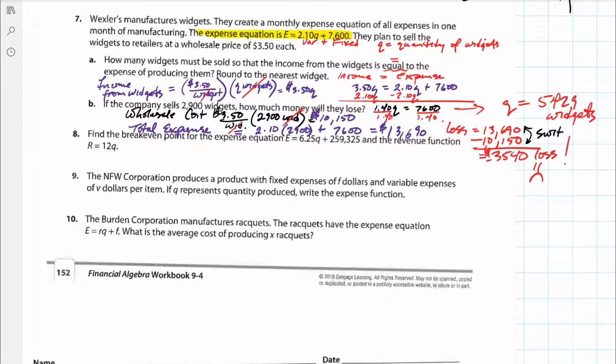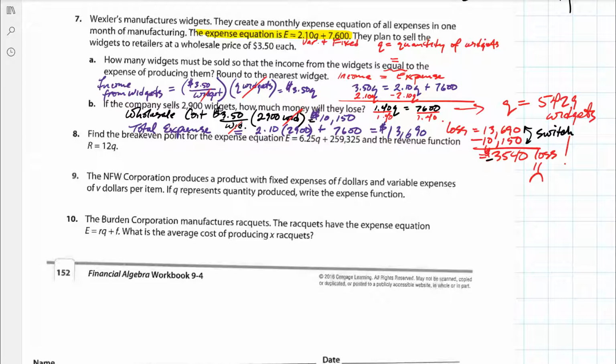Sorry about that. I should have switched those two, so I come up with a negative value. Money brought in, the revenue, in this case from the wholesale cost, minus your expenses right here, which is greater, obviously, gives you a loss of $3,540. Not good. All right, number 8.